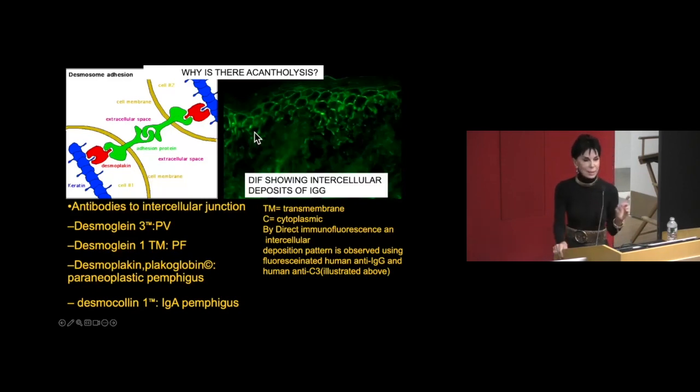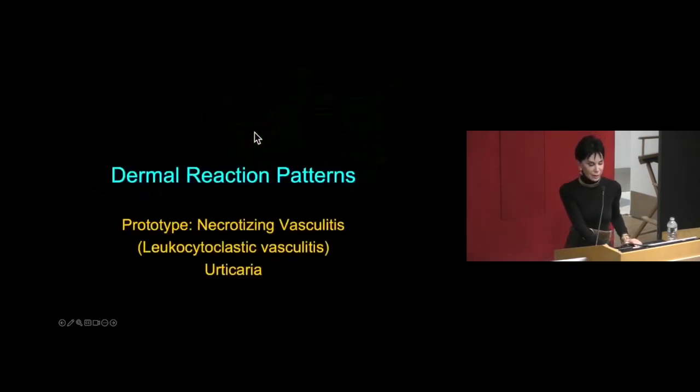And one point I'd like to mention is that in pemphigus foliaceus, there is no oral involvement because there is no desmoglein 1 in the oral cavity. In contradistinction, desmoglein 3 is at very high levels in the oral cavity and therefore accounts for the almost ubiquitous involvement of the oral cavity in patients with pemphigus vulgaris.